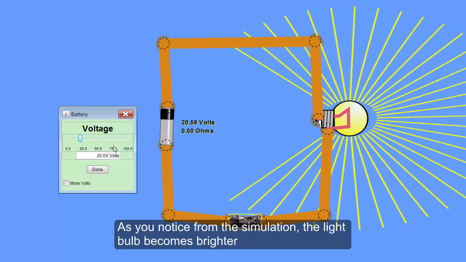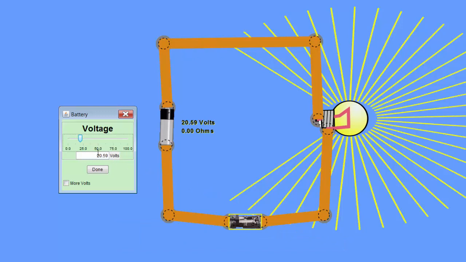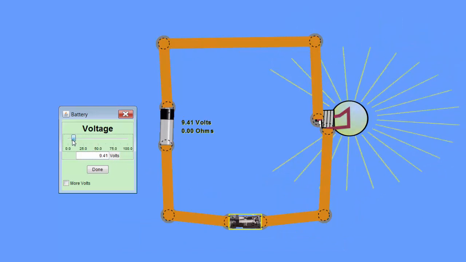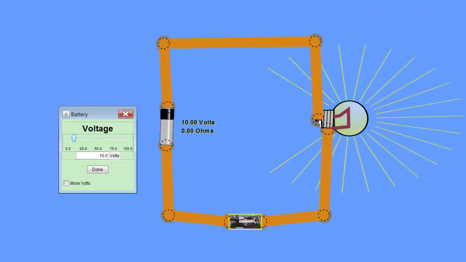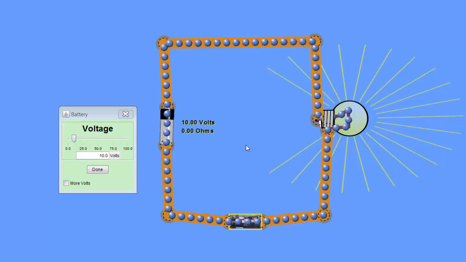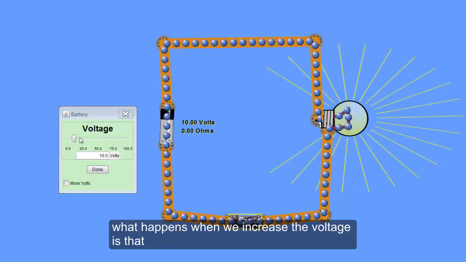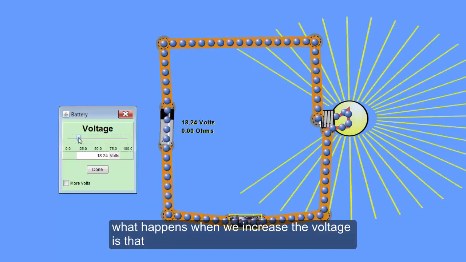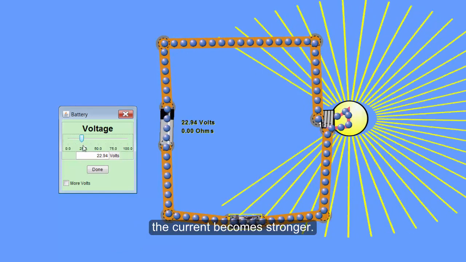As you can realize, the light bulb becomes brighter. But what is actually happening inside? Let's again go back to 9 volts, and we show the electrons. So what happens when we increase the voltage is that the current becomes stronger.